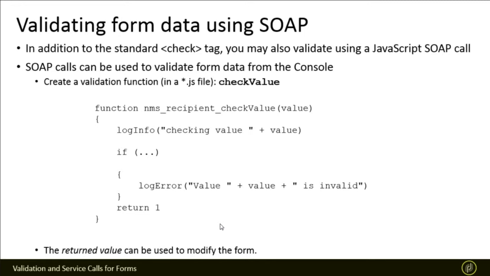So in addition to the standard checking and the leave tags that we've seen before, we may also validate using a JavaScript SOAP call. SOAP calls can be used to validate form data from the console. Before we can add this SOAP call to the form, of course, we have to define the SOAP call itself. So in this case, in the NMS namespace, we have the recipient data type.